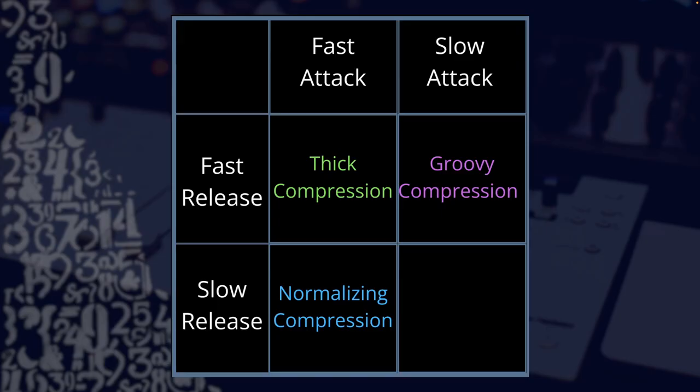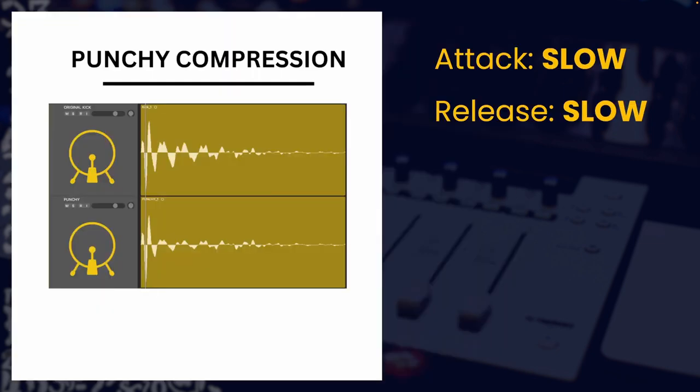The last style of compression is a slow attack, slow release, and that's going to be punchy style compression. So as we've discussed, the slow attack is going to be avoiding the transient, the slow release is going to be hanging on to the tail. So what we have here is an increase in our transient and a decrease of our tail of the note. So this is, again, if you want something that's going to feel more forward, something that's going to make a bigger impact, punchy compression is the way to go.